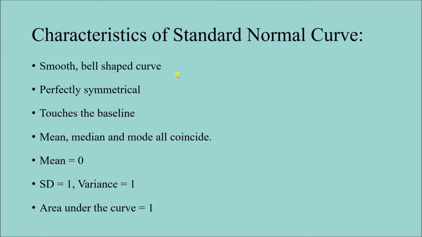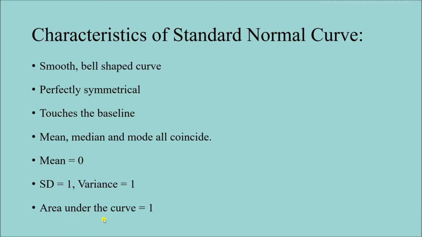Now what are the characteristics of a standard normal curve? It is smooth and bell shaped, perfectly symmetrical. This part is exactly same as the normal curve. Okay, it touches the baseline. Remember that standard normal curve touches the baseline. Mean, median and mode all coincide, which is also a characteristic of normal curve. Mean value is 0. Also we can say mean or median or mode, all values are 0. Standard deviation is 1. Variance is 1 because variance is square of standard deviation. So square of 1 is always 1.